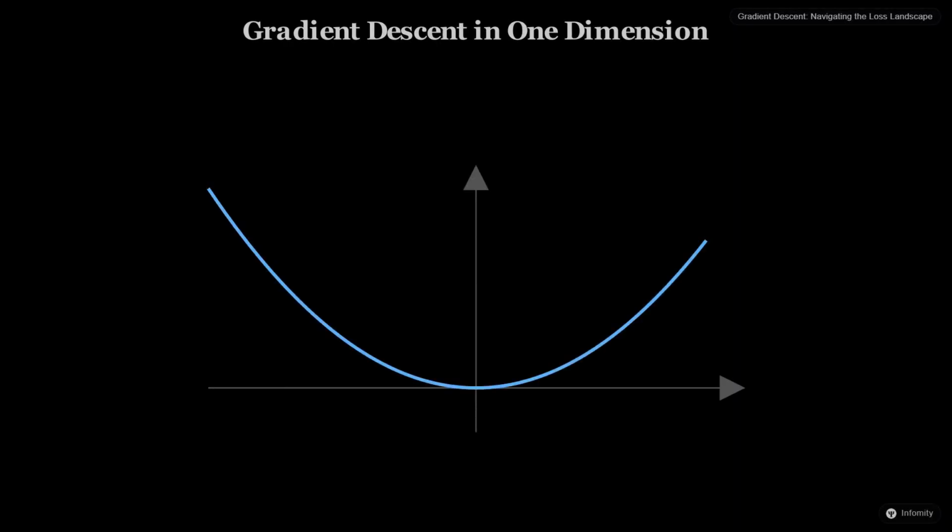Let's put gradient descent into action on our parabolic loss function. We start at an arbitrary point on the curve, representing an initial guess for our parameter. At each step, we calculate the slope at our current position. Then, we move a small distance in the opposite direction of that slope determined by our learning rate. Notice how the steps become smaller as we get closer to the bottom, because the slope itself is getting flatter. This iterative process guides us directly to the optimal parameter value where the loss is minimized.